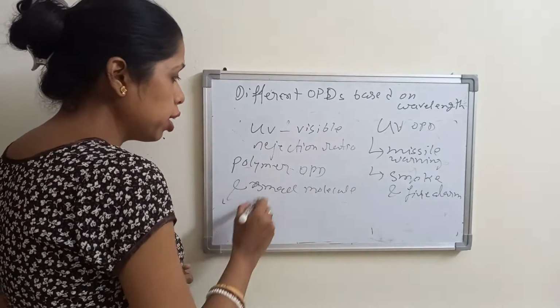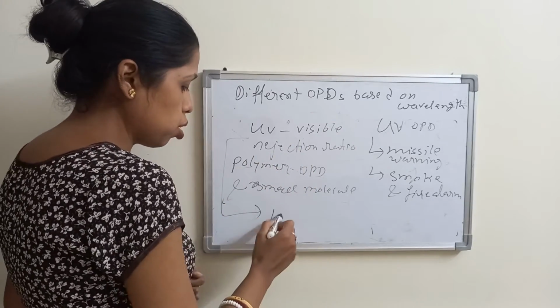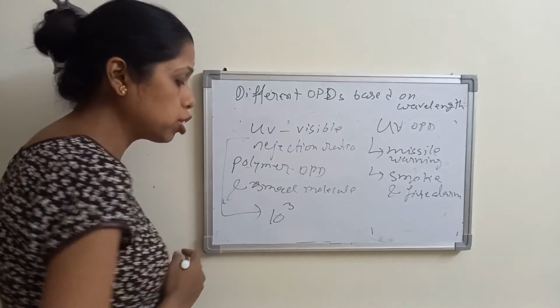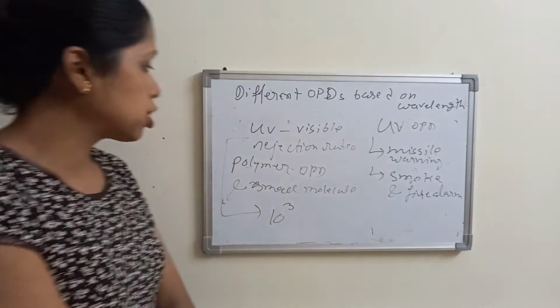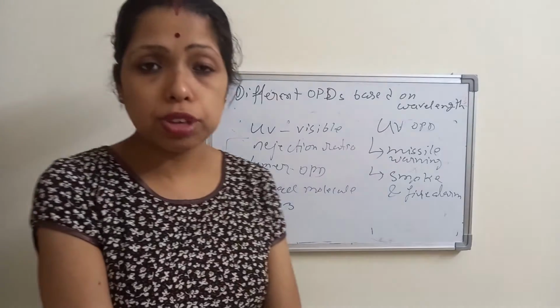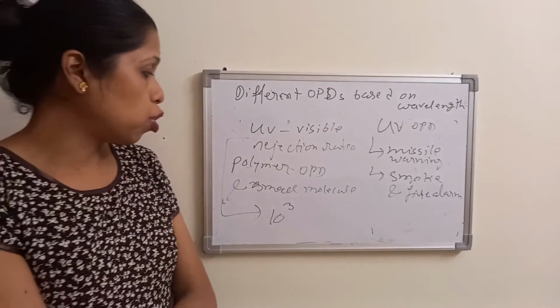Okay, both can provide this UV to visible rejection ratio of 10 to the power 3. Already this polymer OPD provides a 10 to the power 3 UV to visible rejection ratio, as well as the small molecule OPD.